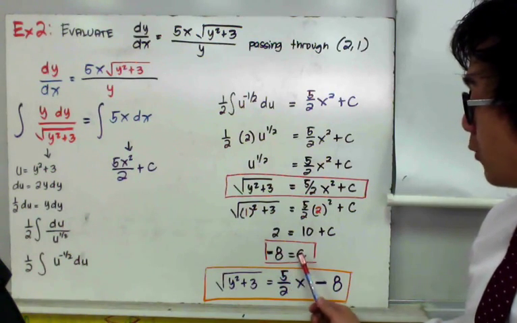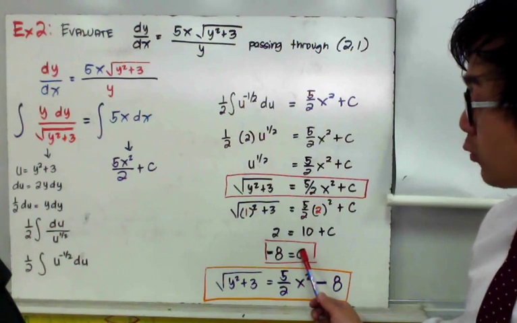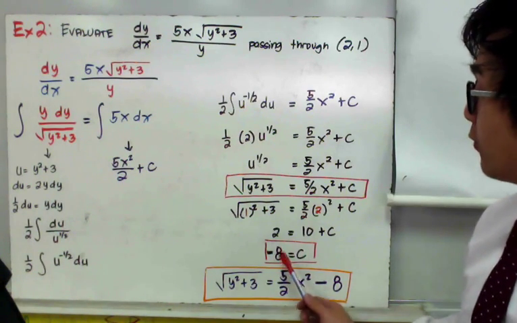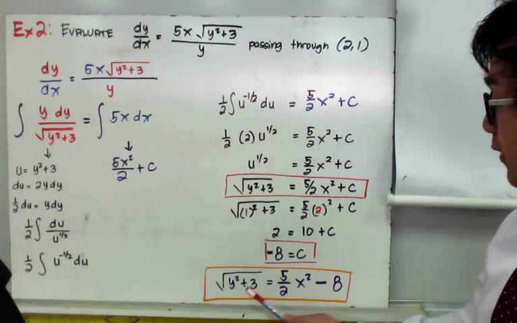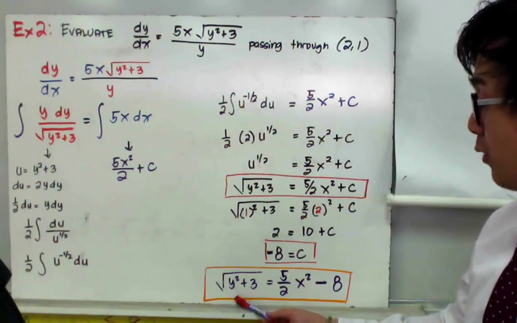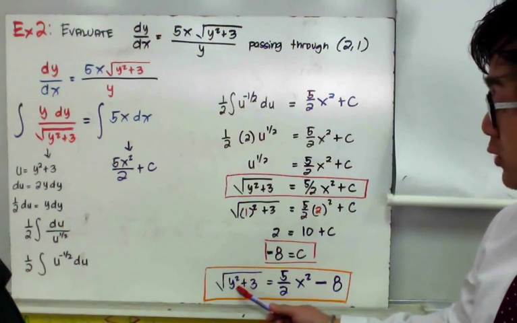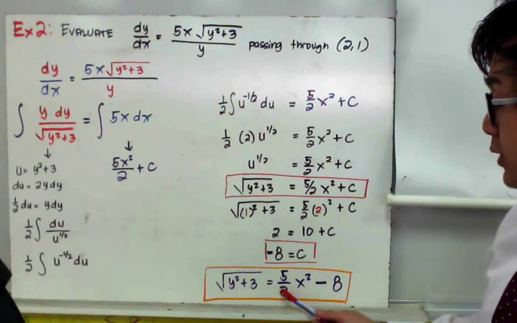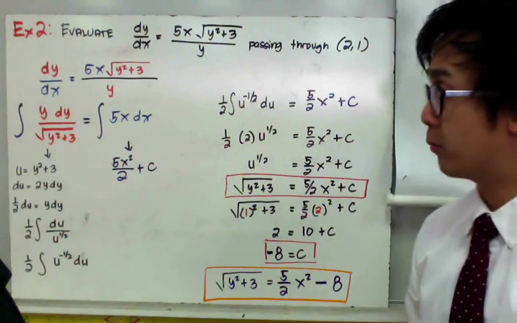And now that we have our constant c, which is negative 8, we can complete our differential equation by replacing c with negative 8. So our equation for our y function is square root of y squared plus 3 equal to 5 over 2 x squared minus 8. And this is our example number 2.